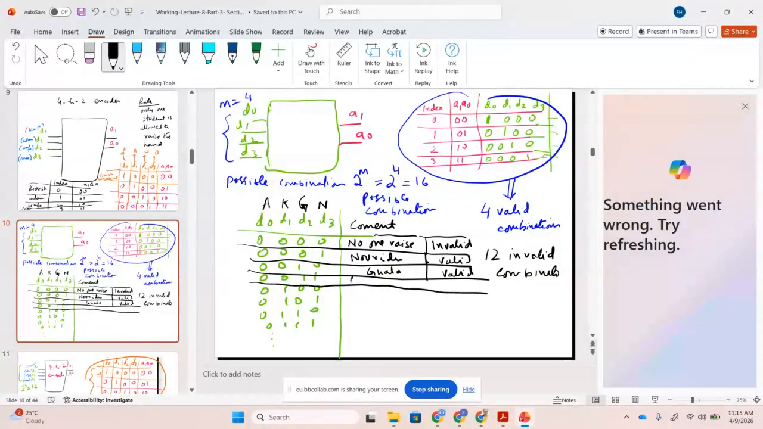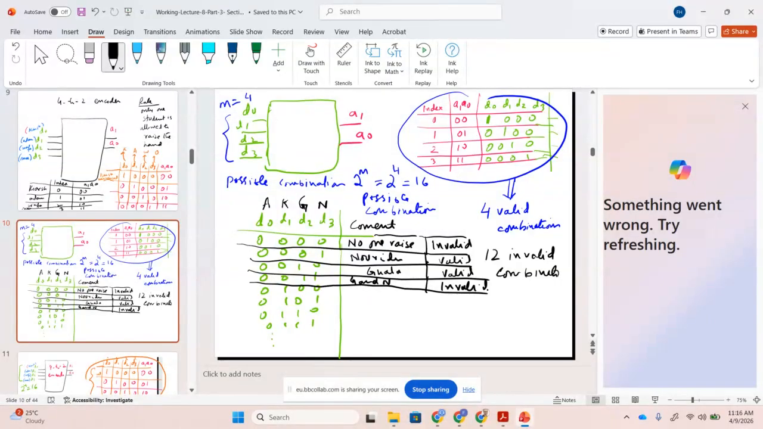Okay, now for the third case, this is now tricky. It means that Ghala, G, and N raised their hand at the same time, which is an invalid combination. Because remember the rule. What was the rule? Only one student raises their hand. Any question? Clear?